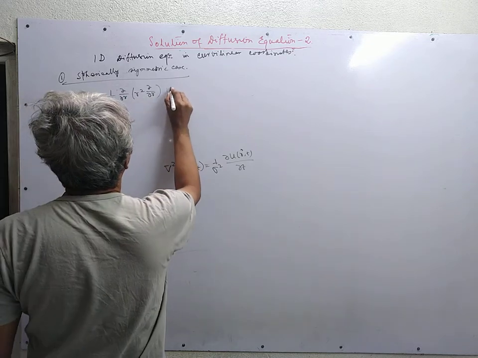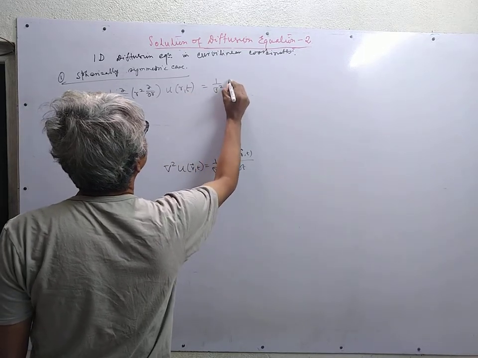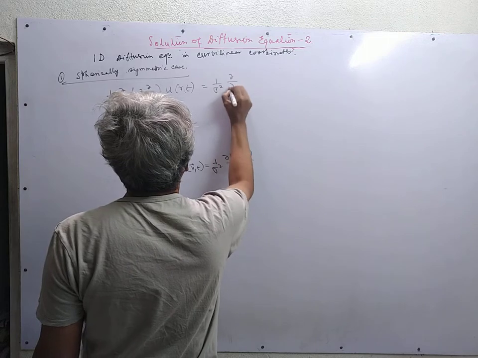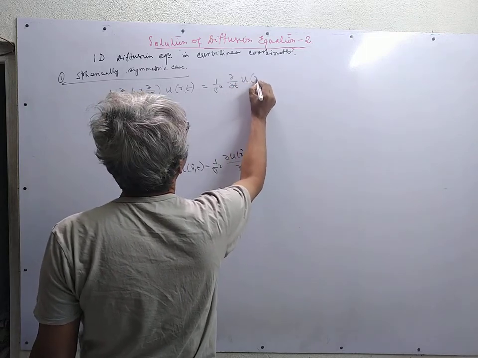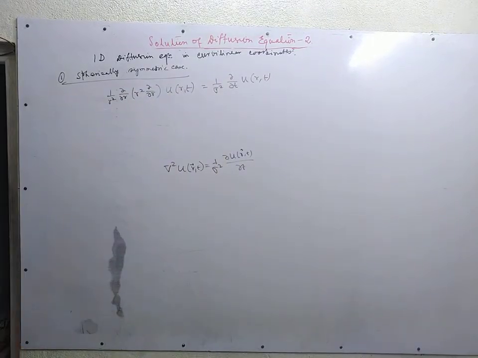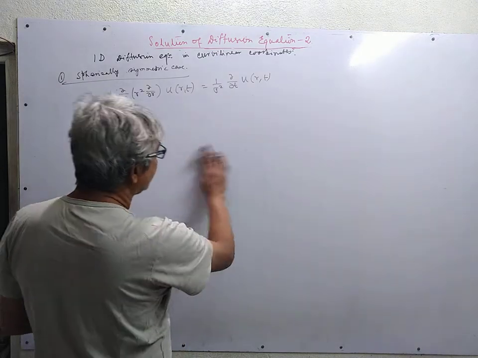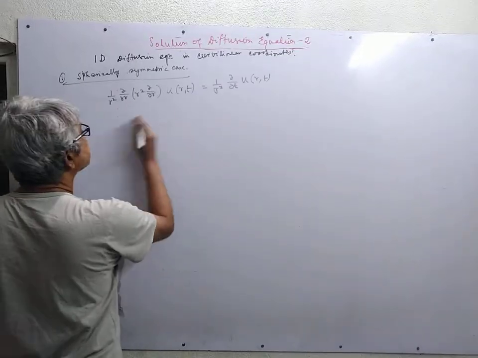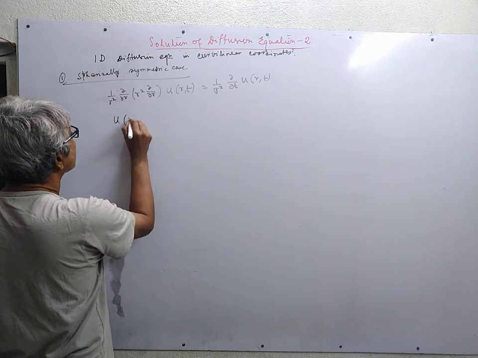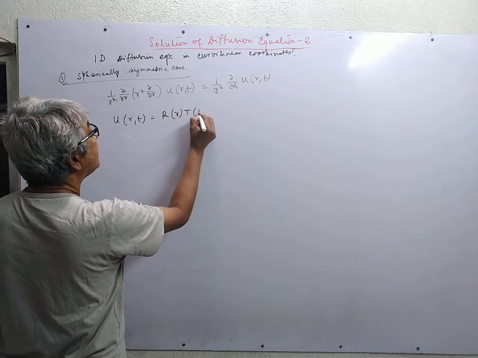This operates on u(r,t) equal to 1 upon sigma square del/del t of u(r,t). Here we have considered the spherically symmetric case, so the temperature function depends only on radial distance r and on time t. So as per the separation of variables technique, we assume u(r,t) is R(r) times T(t).